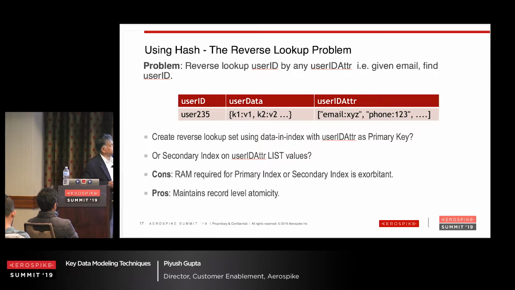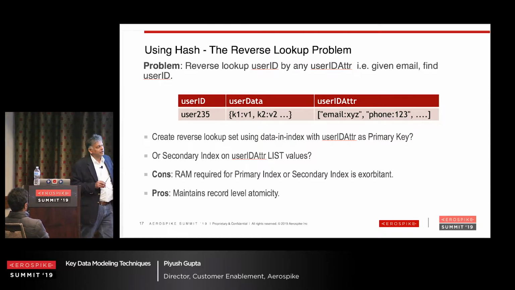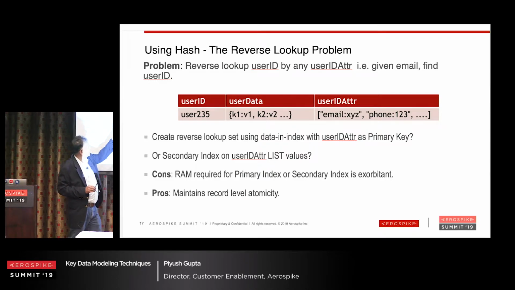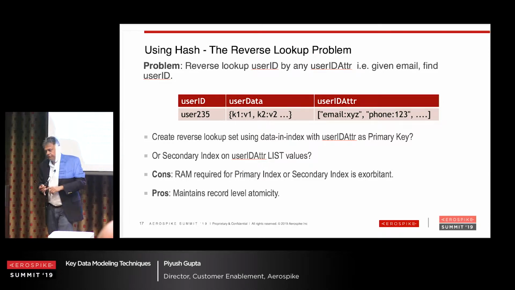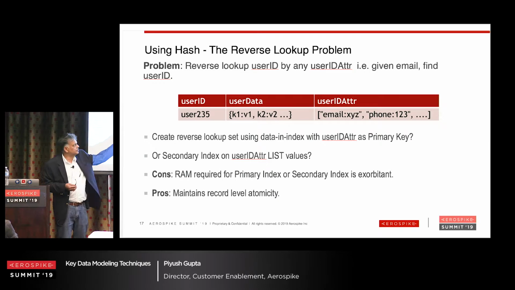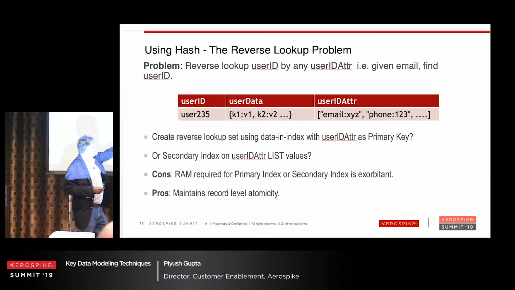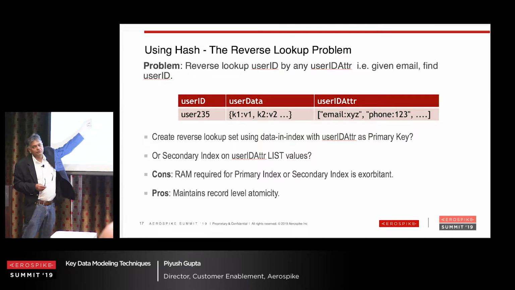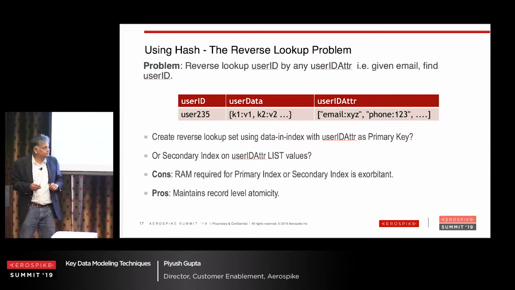Hash, this is again a very powerful technique for really reducing your cost. So here the problem is, I want to do a reverse lookup. I have a user and I have some data about the user, and then I have some attributes about the user, like his email, phone number, whatever, zip code. And I want to be able to, well, not zip code, it has to be unique to the user. So let's stick with email and phone number. If I have the phone number, I want to be able to find the user so I can go get his data. That's the reverse lookup problem, right?